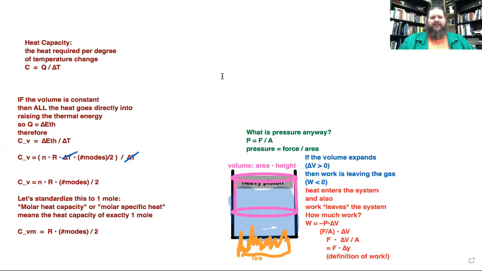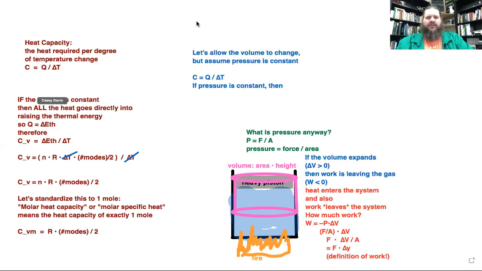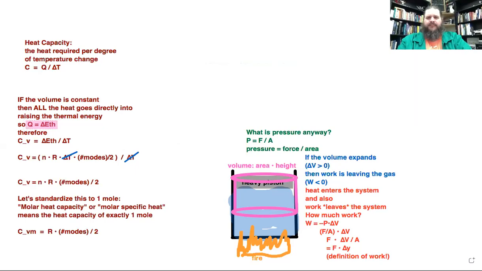So if we go back to the idea of heat capacity, we can still define heat capacity as heat over delta temperature. But if the pressure is constant, then we can no longer use the previous idea that heat is the same as delta E thermal. Because delta E thermal is being changed not just by heat here, but also by what else? What other transfer of energy do we have to consider? Yeah, heat and work.